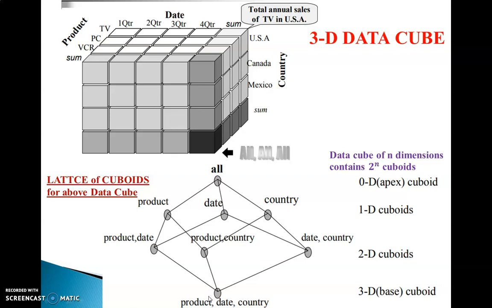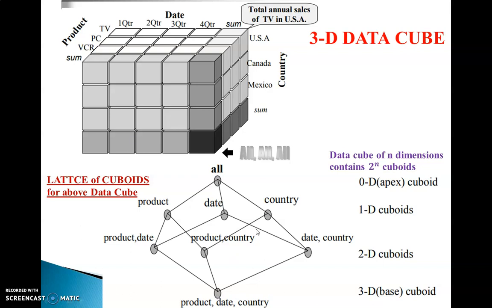The base cuboid is the least generalized, meaning it is the most specific of the cuboids. The others are more generalized cuboids, while this one is a very specific cuboid, so it is called the base cuboid. This all is generalized and this is very specific.